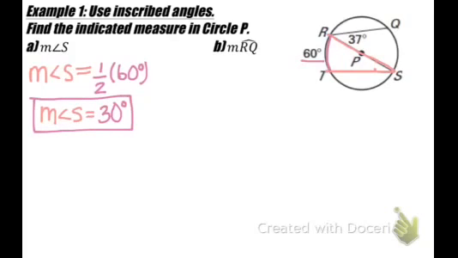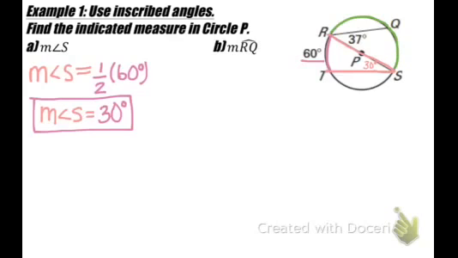So now I'm just going to put that in my picture, 30 degrees, just in case I need it to solve another part of a problem in this circle. Now we're going to solve for the measure of arc RQ, which I highlighted in light green. Notice that RQ, though, does not have an inscribed angle. So that means we're going to have to work with other things that were given in this picture to help us identify the measure of arc RQ.